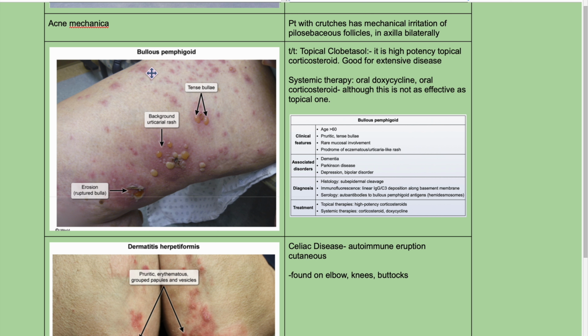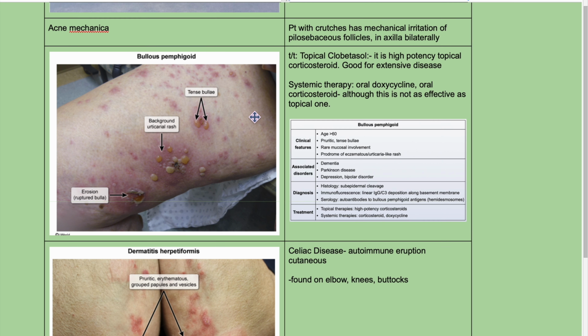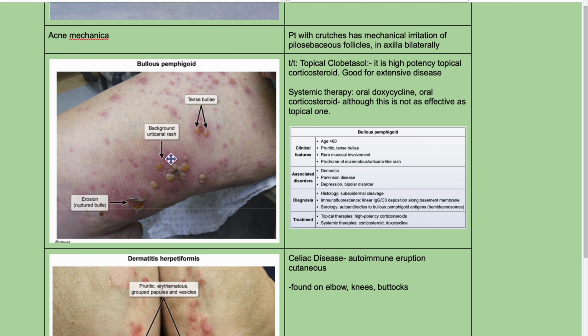Bullous pemphigoid. Okay, so remember this from Step 1. Tense bulla, background urticarial rash, and erosions from ruptured bullae. The bulla is subepidermal, so this is the one with the antibodies in the basement layers. Treatment: topical clobetasol.